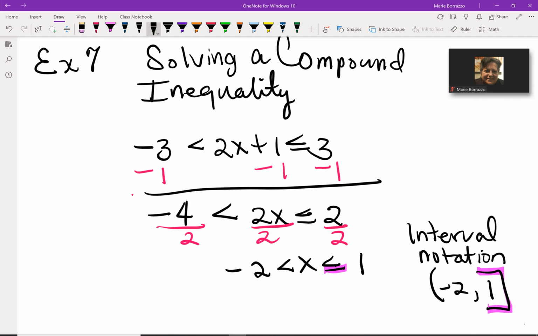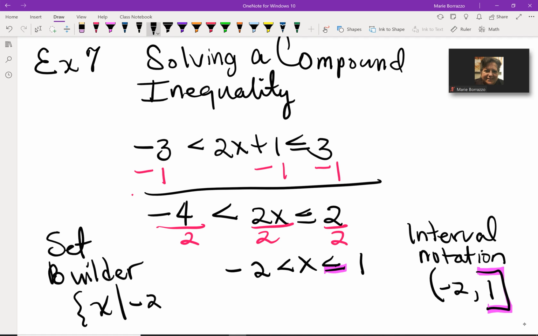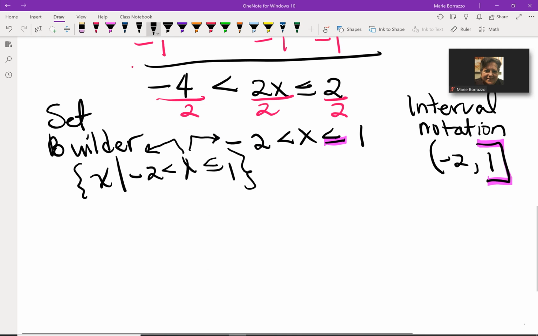Awesome. Set builder notation. I'm going to separate these just to make sure that you're understanding the language, because that's what you're really grasping here. Where x is in the set of values where x is greater than −2 and x is less than or equal to 1. So if you notice, I always read from the x out, even though it looks different. So I'm reading x is greater than −2, but x is less than or equal to 1. That's what I'm suggesting here.